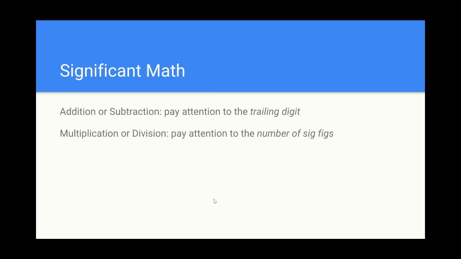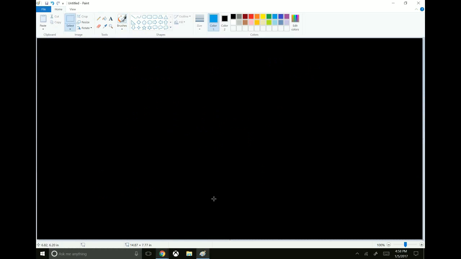Knowing which digits are significant, knowing how many sig figs there are, matters because you have to do math, and you have to pay attention to which parts of your numbers are significant in order to get an answer that only contains genuine information. There are, once again, different rules for addition and subtraction versus multiplication and division. For addition and subtraction, you have to look for the trailing digit.